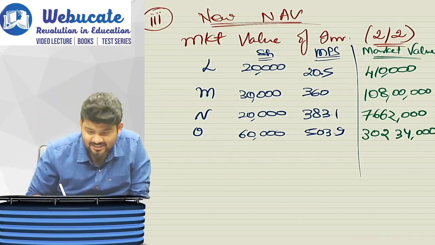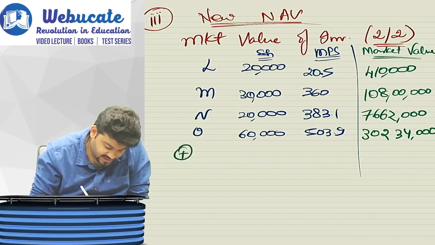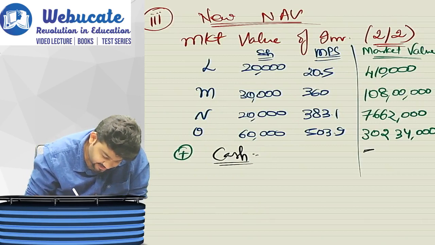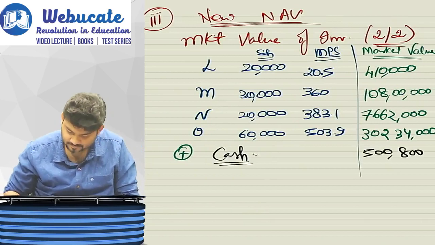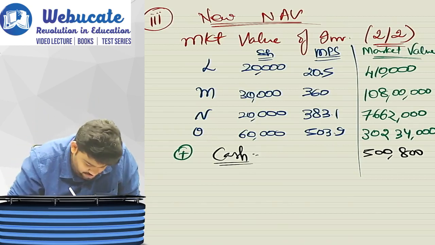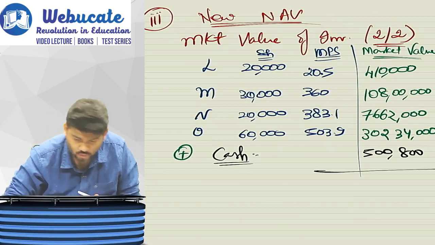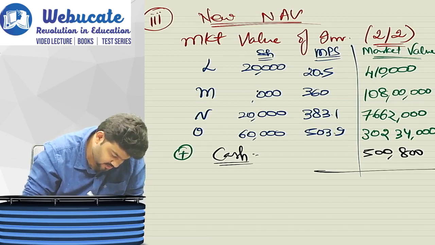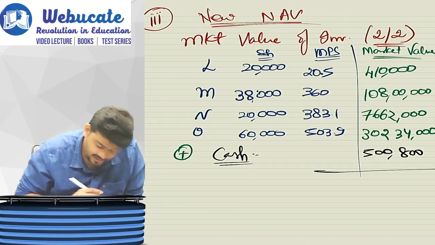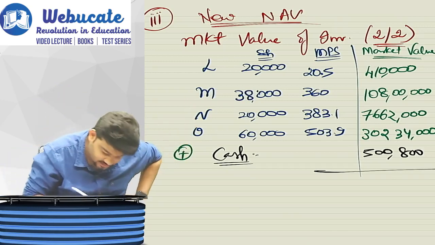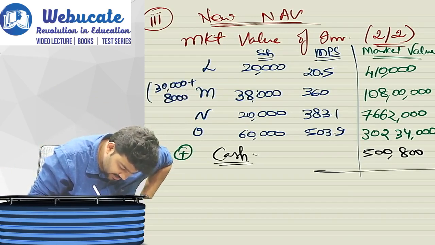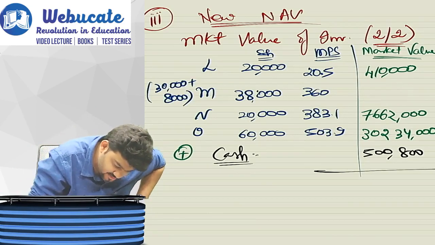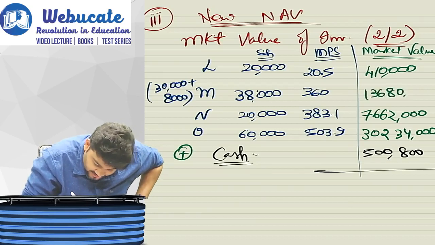Do not forget the cash. So how much is the cash? 5,800,000. And the total MRC works out to, oh, this is 38,000. See a small silly error, and I would have lost all the marks. Jeez. 30,000 plus 8,000. Even though I knew the concept, even though I knew everything, I would have lost the marks. Jeez. 1 crore 36 lakh 80,000.